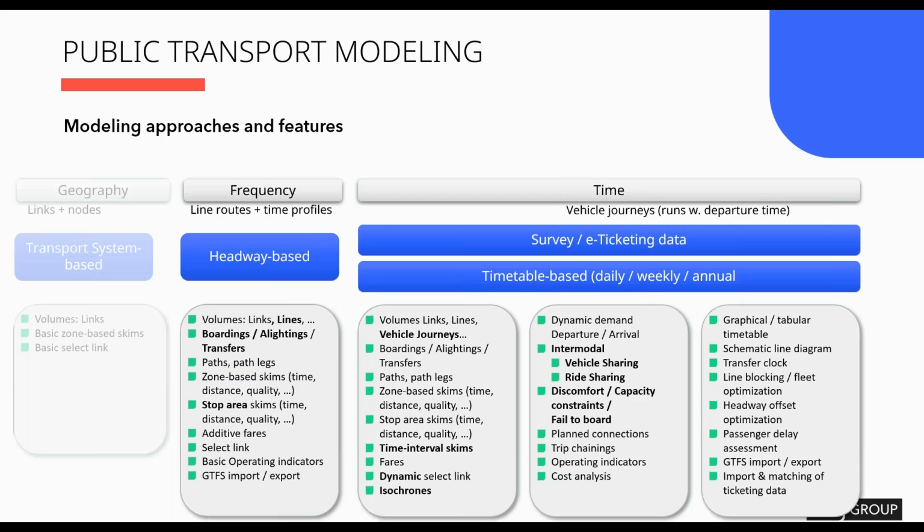This also introduces the ability to do either discomfort or capacity constraints as well. So you can represent capacity constraints in the timetable assignment in a couple different ways. The first is what we call soft constraint, which is a volume to capacity ratio dependent impedance. Or you can also do a fail to board, which will actually prevent passengers from boarding full vehicles and push them back to the next vehicle that comes through.